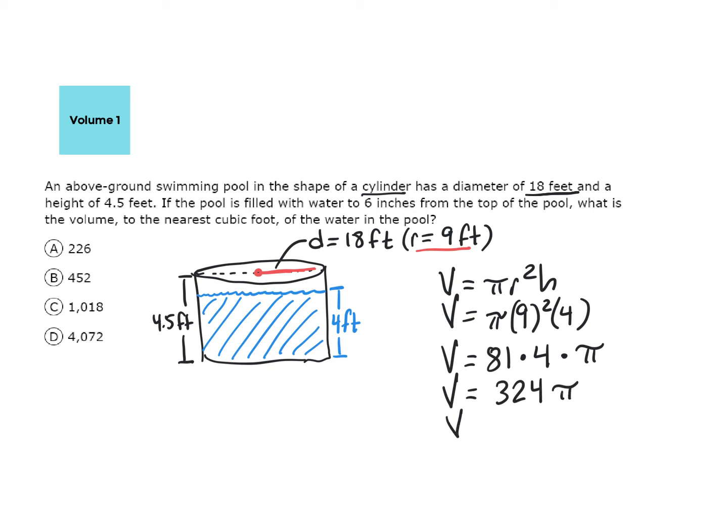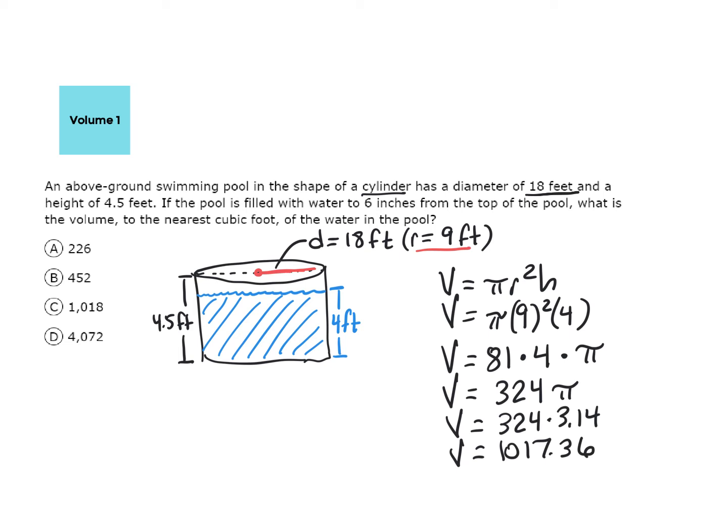Now you can plug in using your 3.14 or the pi button, and you will come up with 1017.36 if you use 3.14. So 1017.36. If you use the pi button, which means more decimals, you'll get a little higher number.